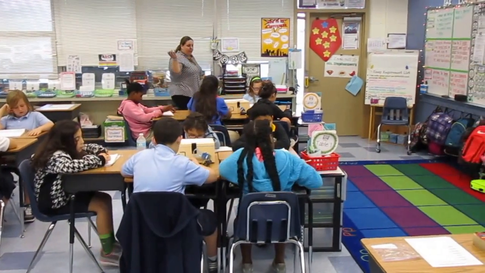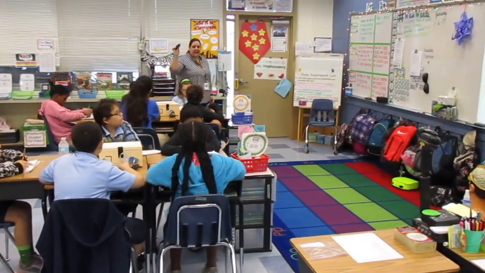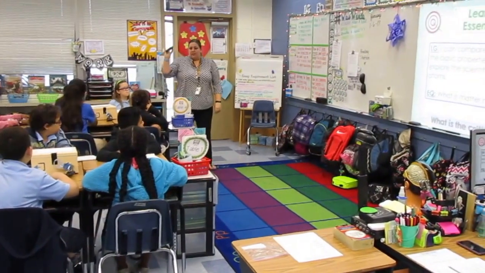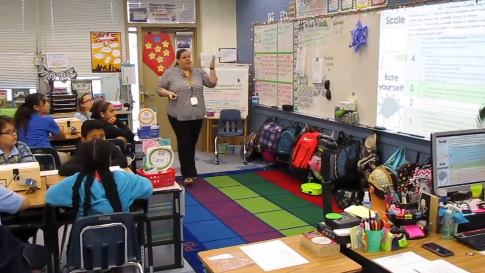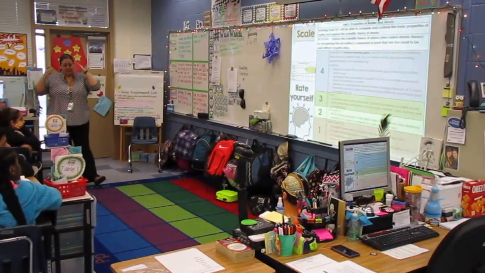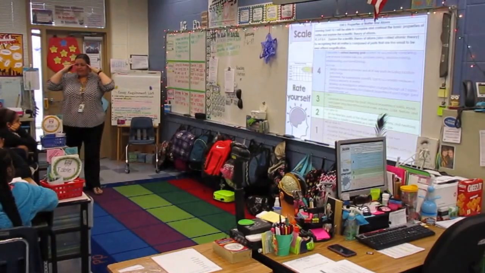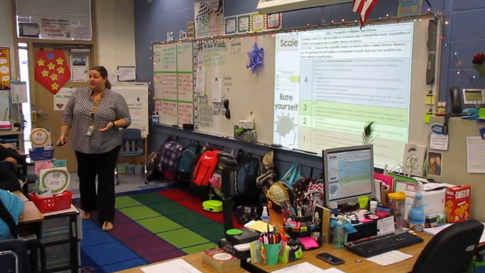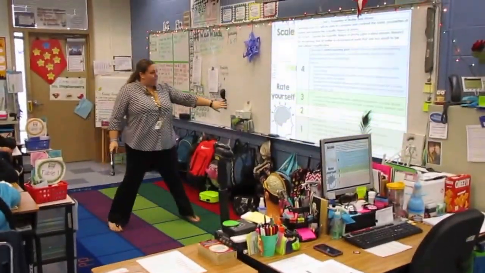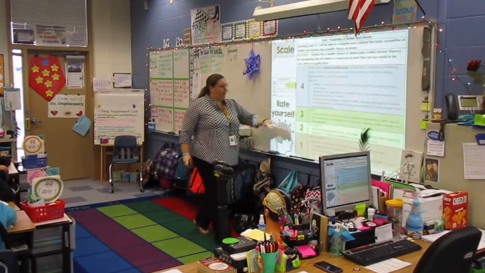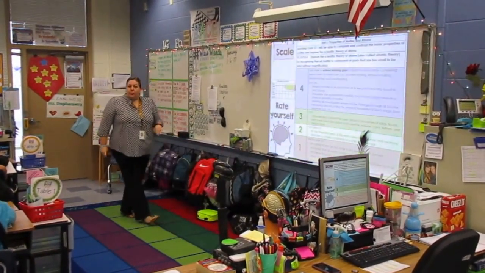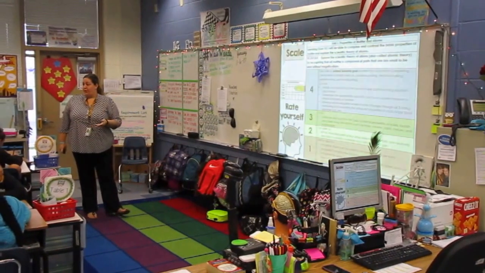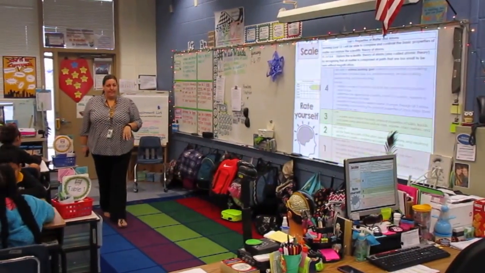So if I take my pointer and I say, what is this classified as? This is a solid. All right, you want to take a look at your scale. Let's rate ourselves now before we begin, and we're gonna look back at our scale again and see if we have made any progress and we can move up to the next level. So this is here in your notebook that we can refer to at any time, okay?